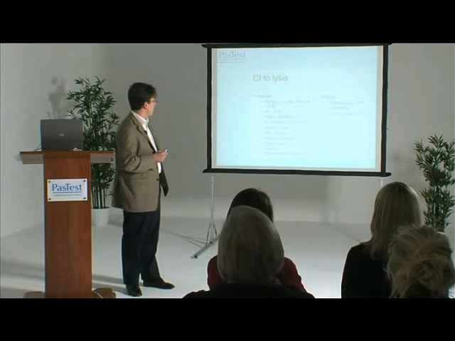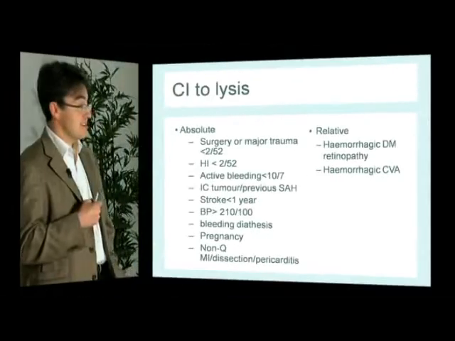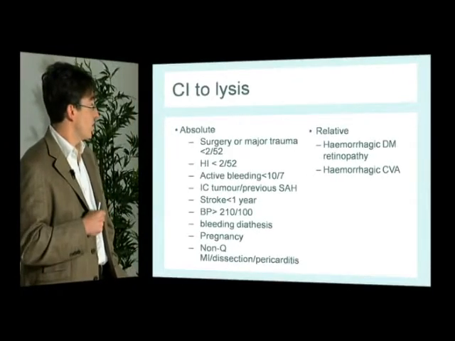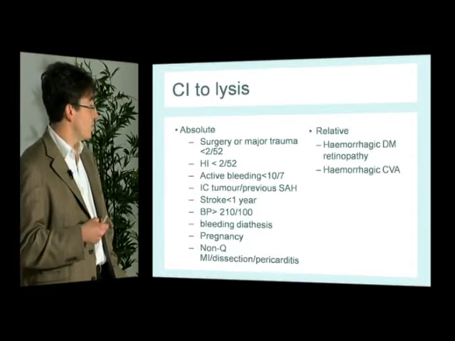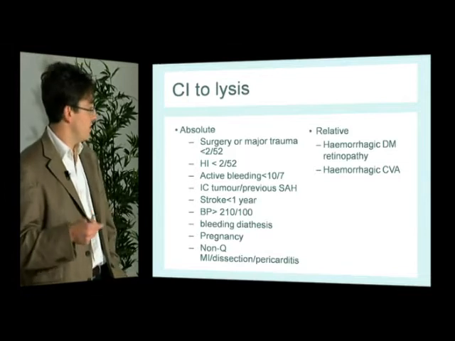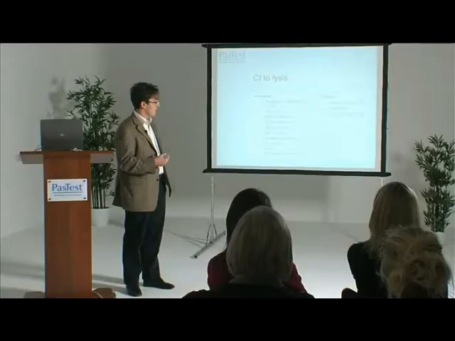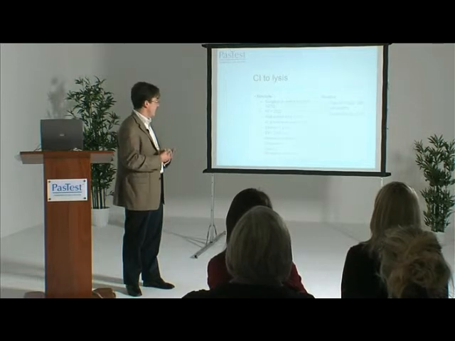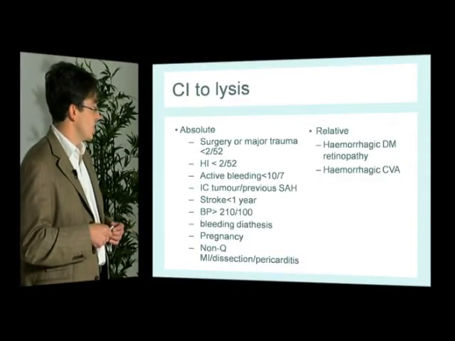Contraindications to thrombolysis will include surgery or major trauma, having a head injury less than 2 weeks preceding the episode requiring thrombolysis, active bleeding less than 10 days before, intracranial tumour or previous subarachnoid hemorrhage, recent stroke of less than a year, blood pressure of more than 210 over 100 millimeters of mercury, bleeding abnormalities, being pregnant whereby they have a huge vascularization of the placenta, and administering thrombolysis is clearly a very bad thing and can cause major hemorrhage. And then conditions such as dissection or pericarditis, or a non-ST elevation infarct.